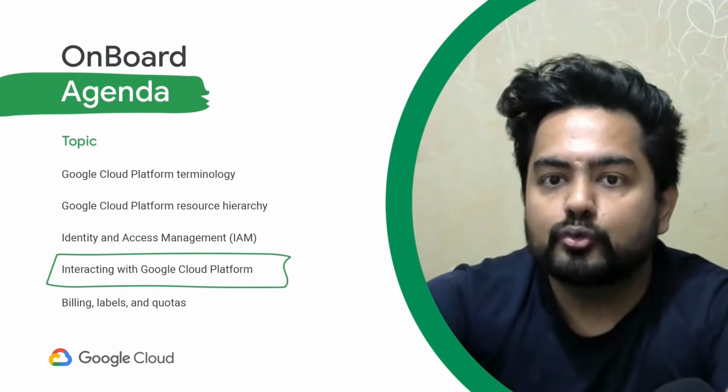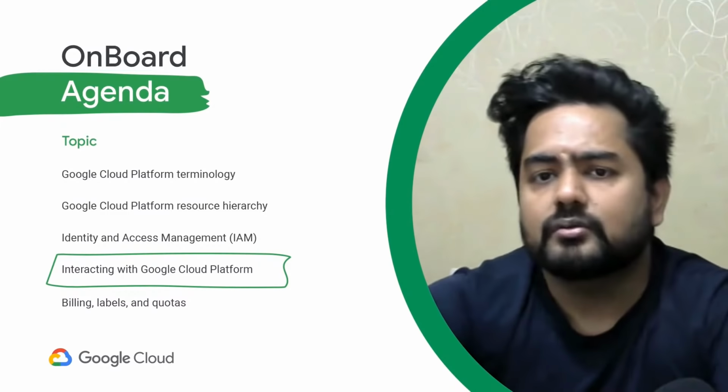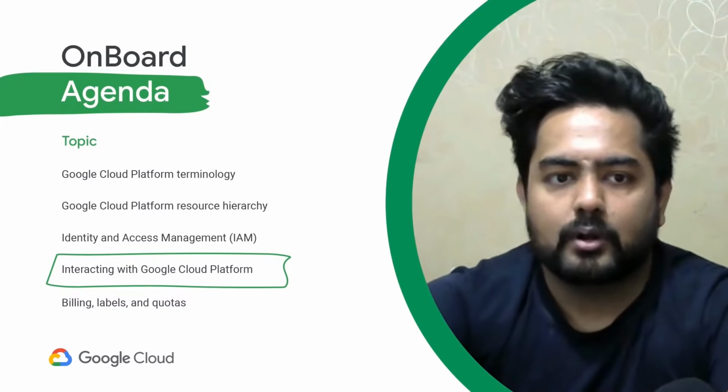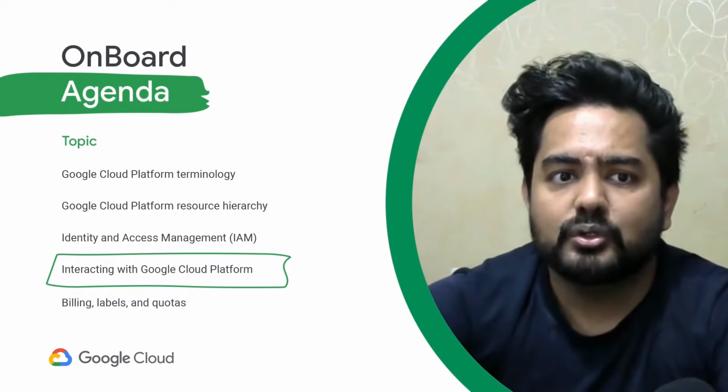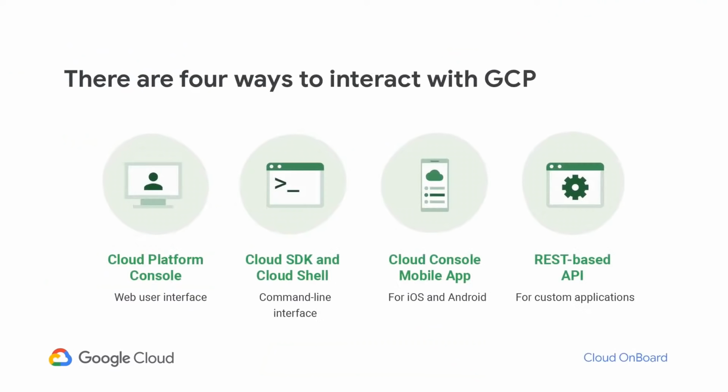Now I'm going to introduce you to different ways you can interact with the Google Cloud Platform. It's very important to see how the platform works, but then how do you interact with it? There are four ways. The console is basically the Google Cloud GUI, the graphical user interface, which allows you to do deployment, scaling, and other activities in a simple web-based interface.